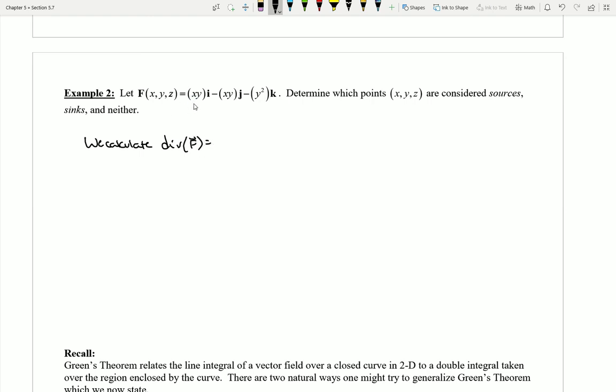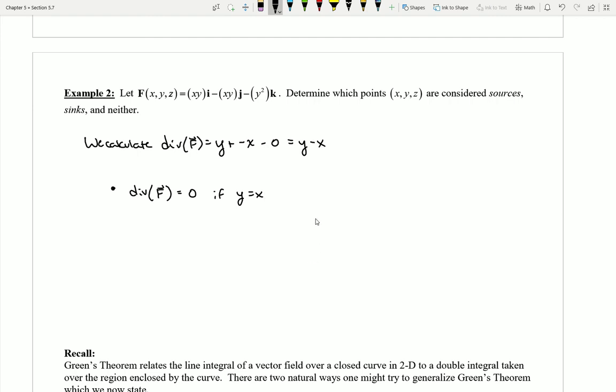So remember, I'm going to do partial with respect to x plus partial with respect to y. Notice here, though, this is negative, so I'll have to account for that. And then finally, my partial with respect to z. So what I end up with here is a formula of y minus x. Okay, so I can start to reach some of the following conclusions. I can say that my divergence of f is definitely going to be equal to 0 if y is equal to x.